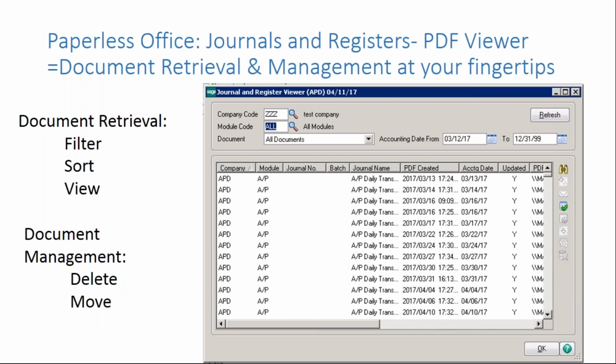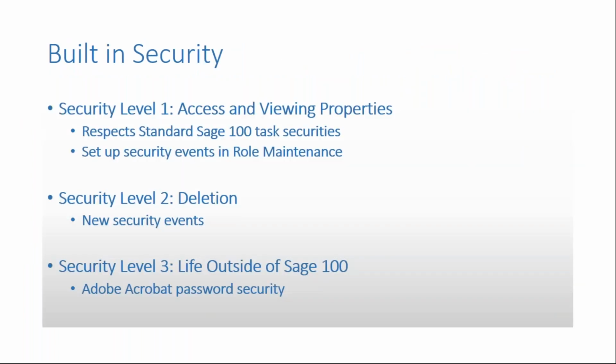So then the journal and register viewer, which is right here, makes all this available so you can filter, and you can even sort by the company, the module, or the individual document itself. So within Paperless Office, you have this nice journal and register or period end viewer, and you have multiple companies. It makes it easier when you need to pinpoint which journal or register or report you're looking for. So remember, all the reports, even if it's a customized Crystal report, can be available within the viewer.